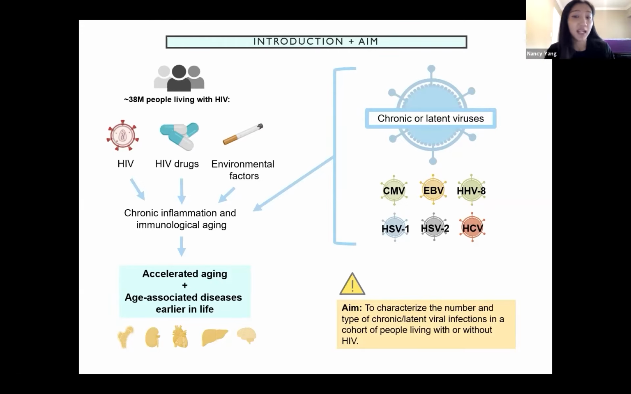Something yet to be investigated is how other lifelong infections can affect people living with HIV, and specifically CMV, EBV, HHV-8, HSV-1, HSV-2, and HCV, because all 6 of them are known to be associated with immunological aging or with age-associated diseases. And so my aim was to characterize these 6 chronic and latent viruses in a cohort of people living with or without HIV in order to begin investigating their effect on aging.